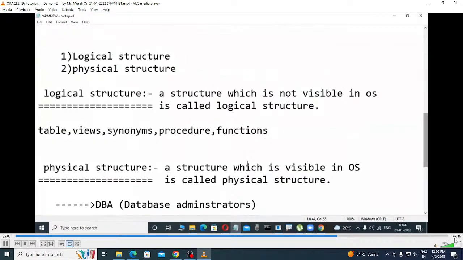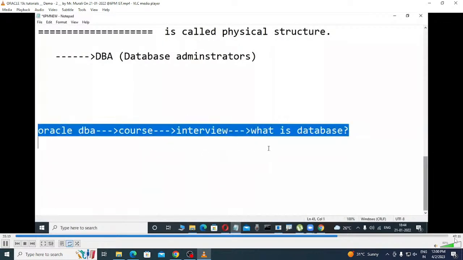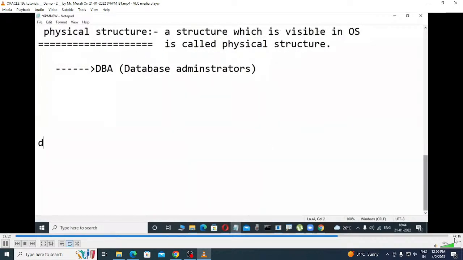Suppose I'm a developer, not an administrator, for example. I'm a Java developer, a SQL developer, a PL/SQL developer, a Python developer, like that. These developers are attending an interview. What is a database? They may not ask it, but generally, what is a database?